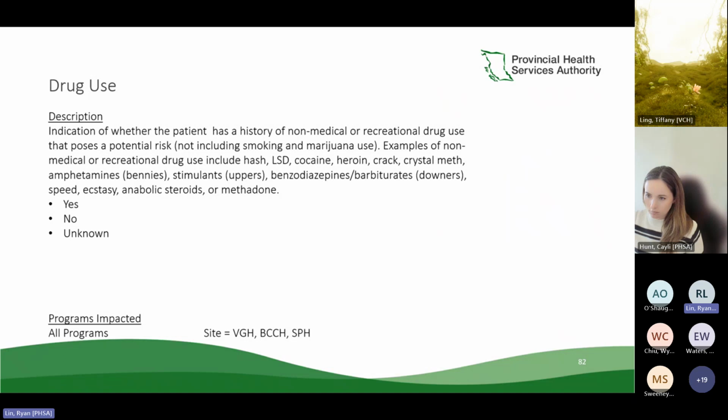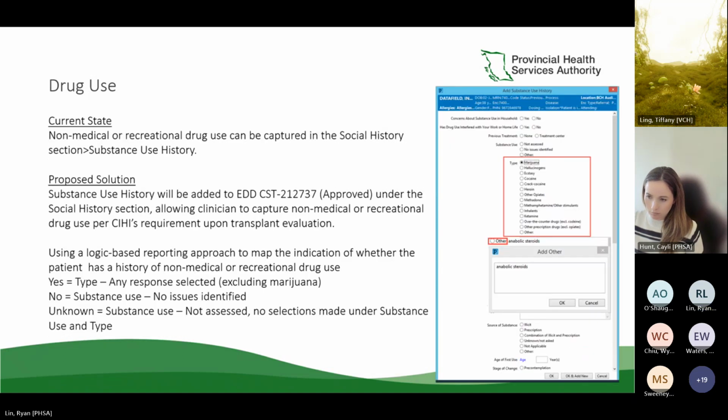In terms of drug use, again, this item is for non-medical or recreational drug use that will pose a risk. So here are some examples that we have. CIHI is looking for yes, no, and unknown. And again, we were hoping to include this in a pre-transplant power form and use a logic-based approach to map what choices are selected here. But based on the responses we received a second ago, we will take this back and see what else can be done to fulfill CIHI's requirement.